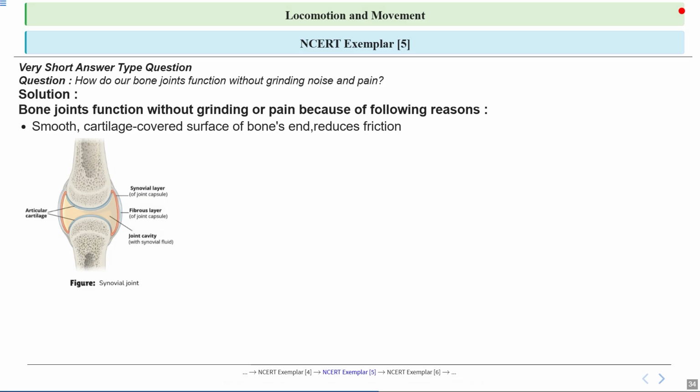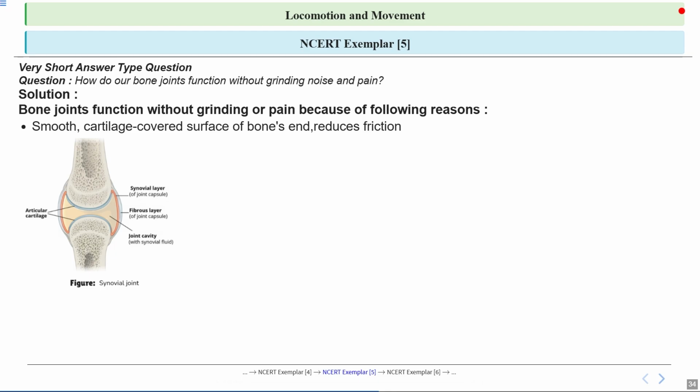And here you can see the image of a synovial joint. You can see the fibrous layer, joint cavity. The fibrous layer is of the joint capsule. Now the second component, that is the joint cavity, with synovial fluid, that is very important. This is the lubrication. This provides lubrication for the two bones to move smoothly without causing any friction. Then we can see the synovial layer, and then we can see articular cartilage.